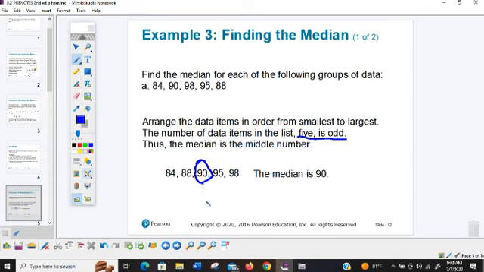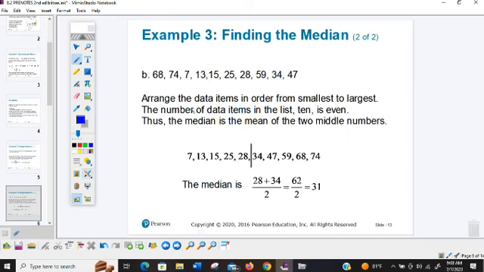And I always tell students, to help them remember, what do you see in the middle of the road? Well, you see a median usually. So that helps you remember which one is median. Let's look at another example.